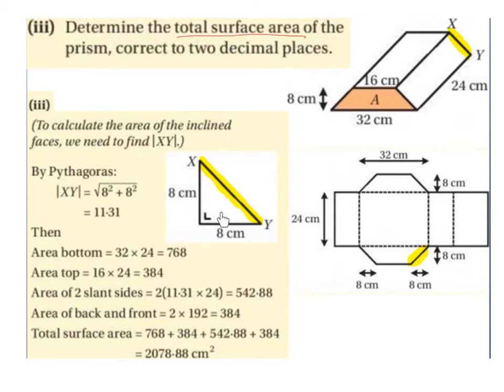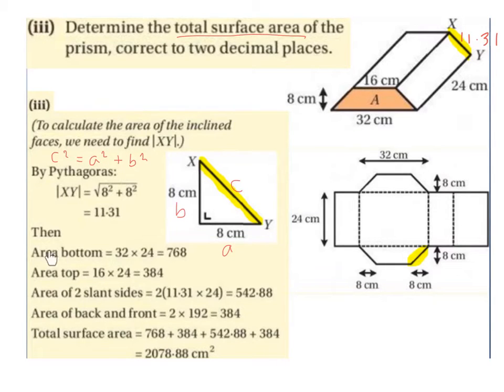So we have a right angle triangle, and to use Pythagoras' theorem, we're going to label it A, B, and C, with C being the longest side. And remember, Pythagoras' theorem is c squared equals a squared plus b squared. So the c squared is going to be xy squared, the a squared will be 8 squared, and the b squared will also be 8 squared. Then xy equals the square root of 8 squared plus 8 squared, which is going to be 11.31. So the distance from x to y is 11.31.